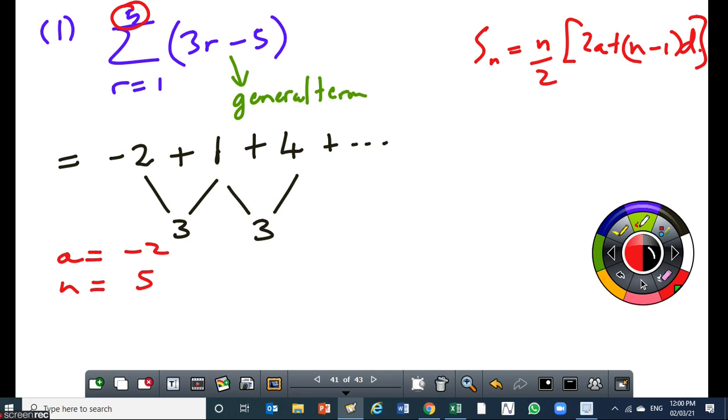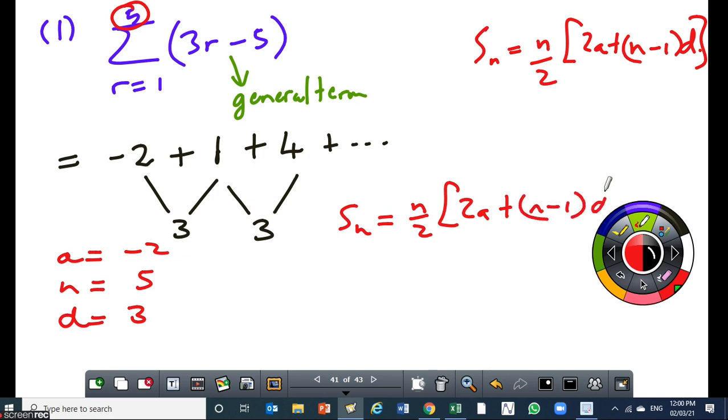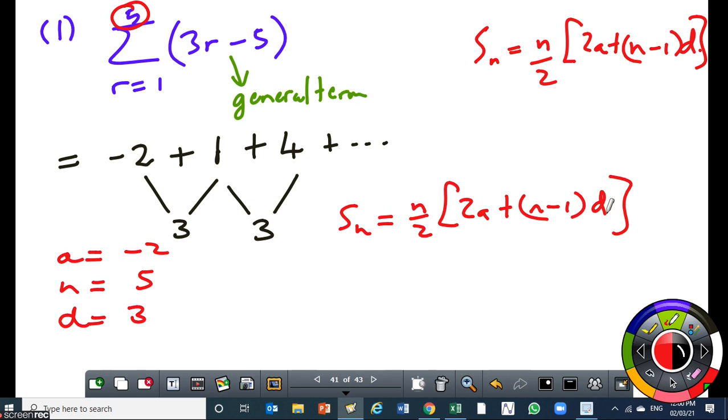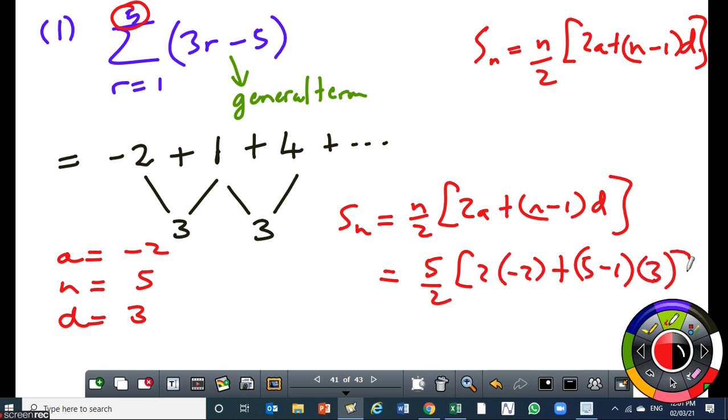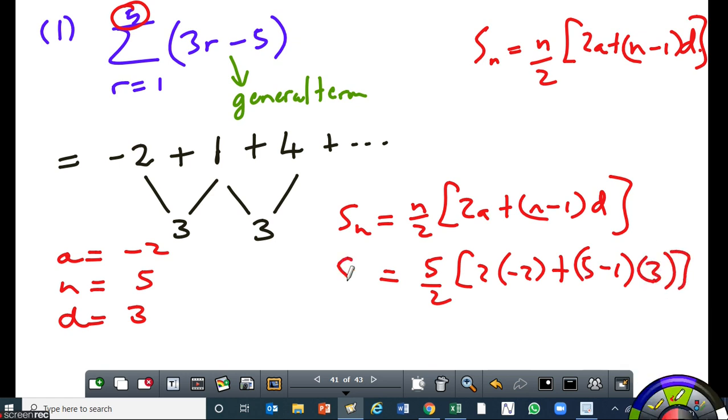Alright? So I have my a, my d, I just calculated is equal to what? To 3. Then I'll use my formula, Sn equal to n over 2 times 2a plus n minus 1 times d. Okay? Then this will be equal to 5 over 2 times 2 times minus 2 plus 5 minus 1 times d, which is 3. And then you simplify that. So that will be S5.